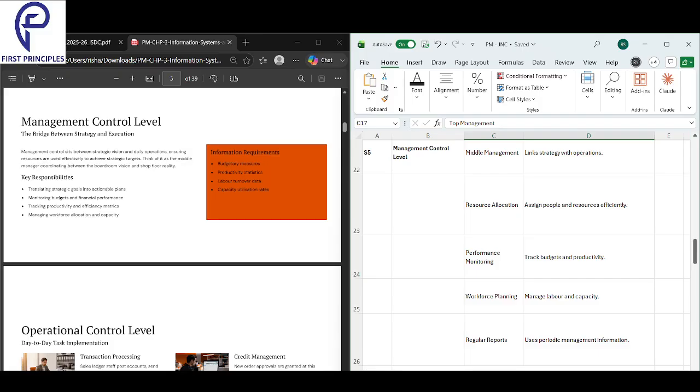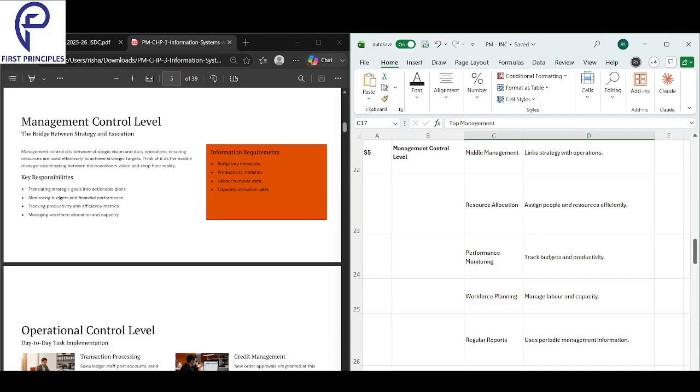Next we'll look into the management control level. M for management, M for monitor. Easy to remember it like that. So middle management links strategy with operations. It takes the strategy from the top level, takes the operations from the bottom level, and links the two. Easy to remember it like that.